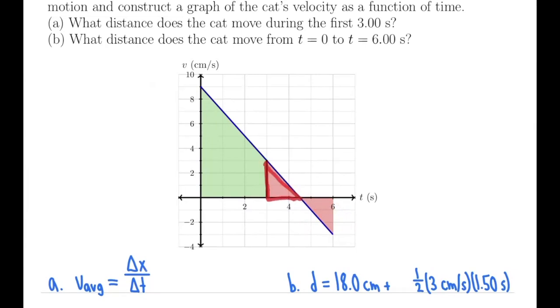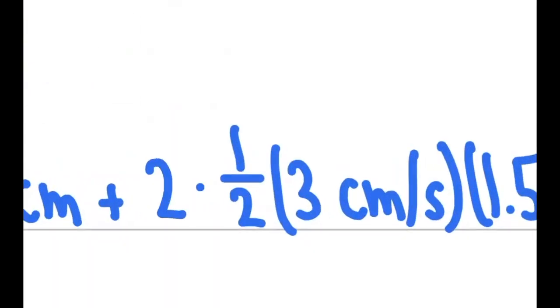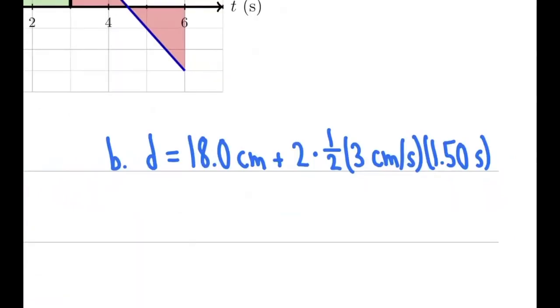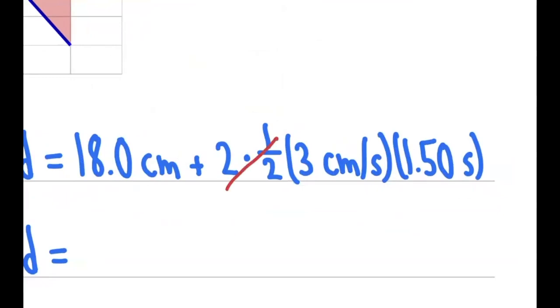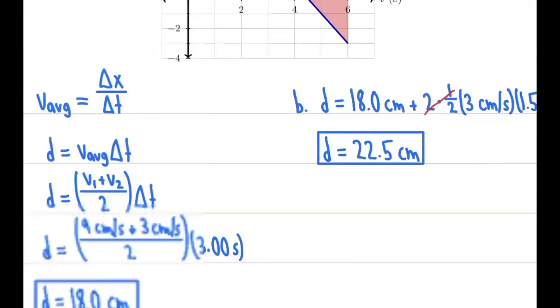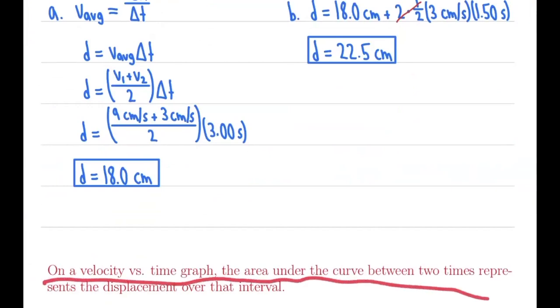And these triangles have the same base and height, 3 here and then 1.5 here. So I can just do 2 times this area here. All right. And again, area under the curve of a velocity versus time graph is displacement. But since we're trying to find distance, normally we would subtract this area, but we're going to add it. So the 2 and the 1/2 here will cancel. So you have 18 plus 3 times 1.5. You will get 22.5 centimeters. Okay. So on a velocity versus time graph, the area under the curve between 2 times represents the displacement over that interval.